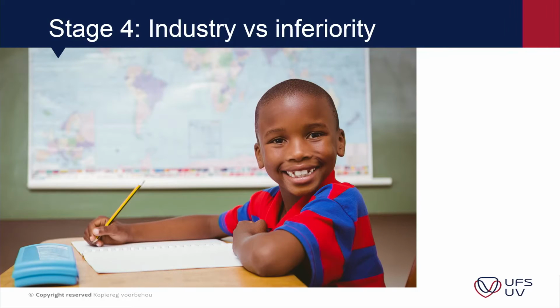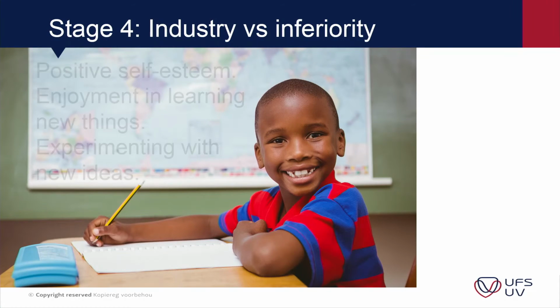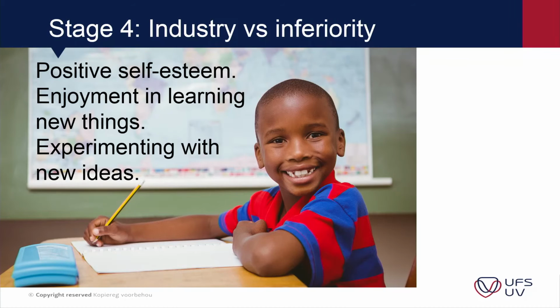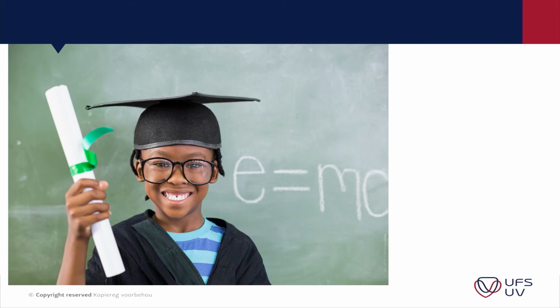Stage 4, industry versus inferiority, and from 6 to 12 years. The child is now at school and wants to write, read, and make things. Success at school brings the child a sense of industry, and this leads to positive self-esteem and an enjoyment in learning new things and experimenting with new ideas. Children who do not master the skills of schooling and are compared to others continually or criticized develop a sense of inferiority.